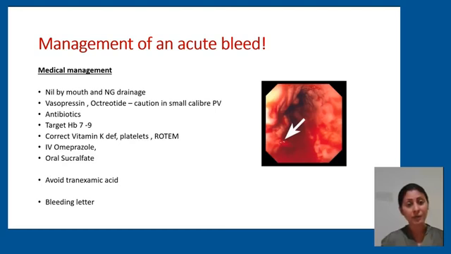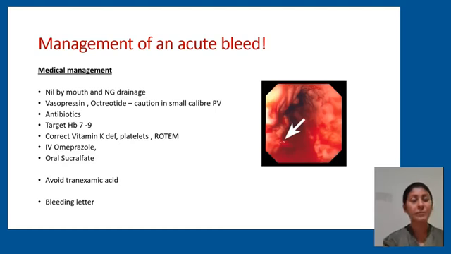And target hemoglobin during a bleed, or anyway in a child with chronic liver cell disease, is 7 to 9 or maximum 10, I would say. If you over-transfuse them, again, there's a likelihood of bleeding by filling the intravascular compartment more than they can tolerate. So just tolerate a low hemoglobin, which might be 7 to 9. And you can use intravenous PPIs as well.